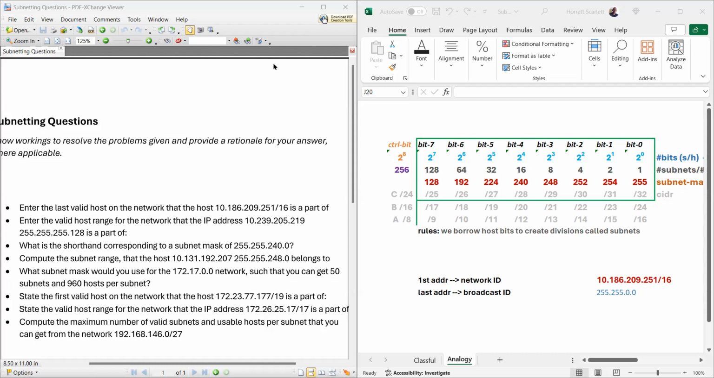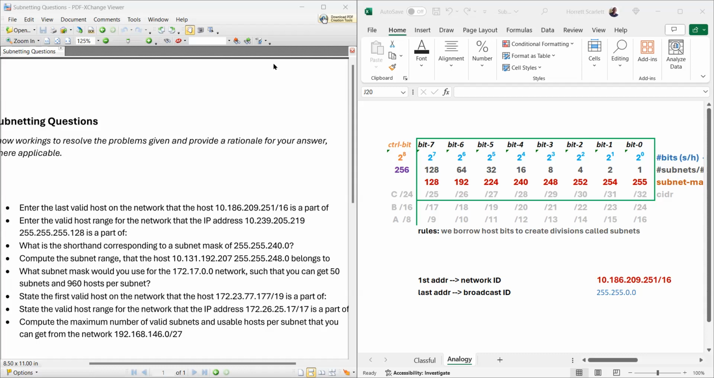Oh, I was saying we turn on the bits. Turn on which bits? The bits that come after the network address that are being borrowed, that we split up. Oh, so you said borrowed. Borrowed is a good word.